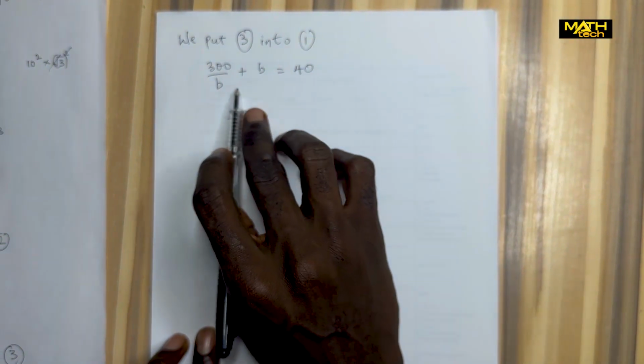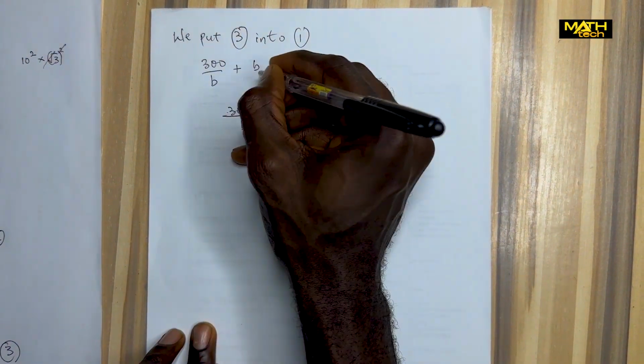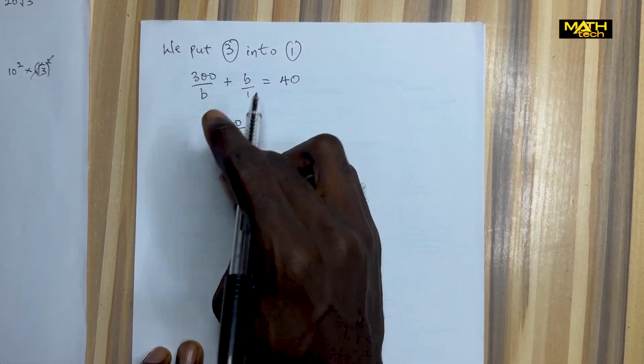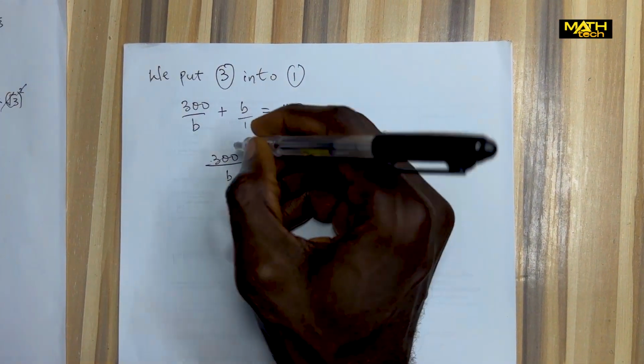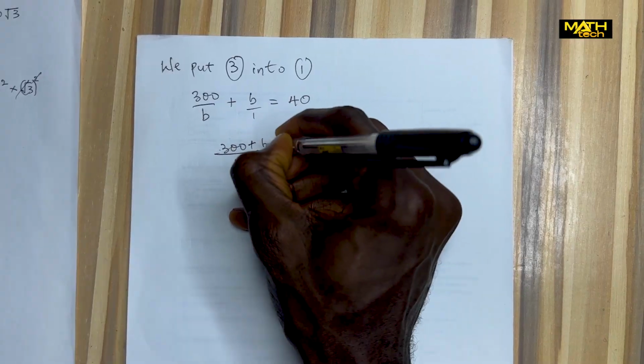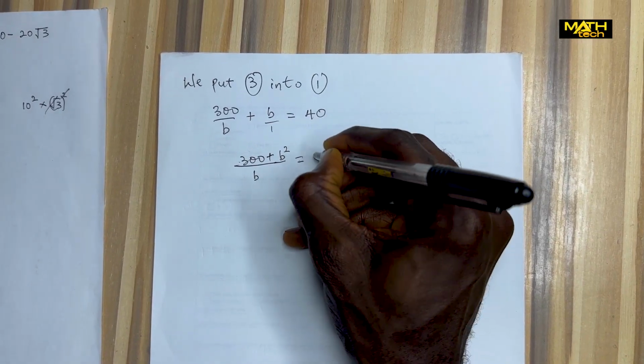Then B cancels 1. Don't forget this is over 1. All integers are rational numbers. This is over 1. B divided by 1 gives you B, and B times B gives you what? B square. And this is equated to 40.